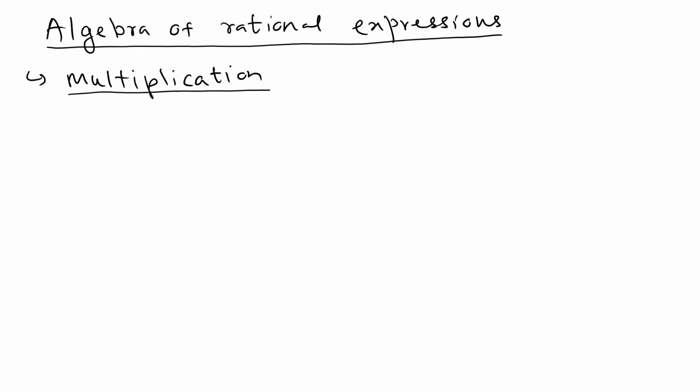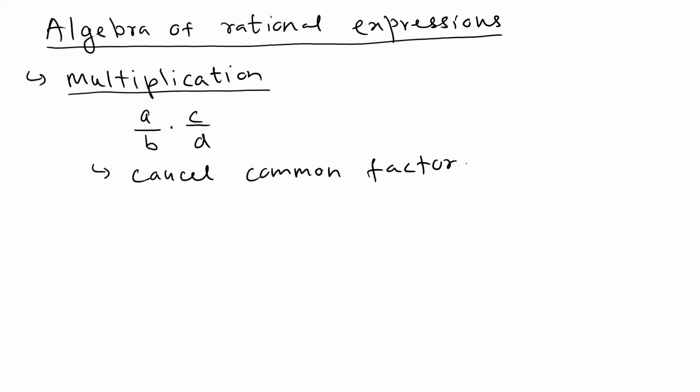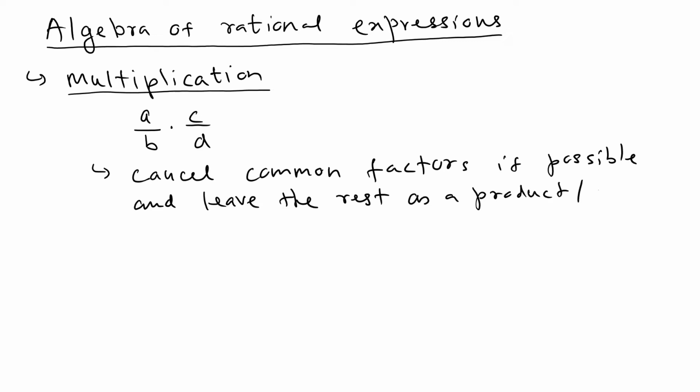That means when you have a over b times c over d, what we can do is cancel the common factors if possible and leave the rest as a product or quotient, depending on what we have. So we're going to cancel common factors and leave the rest as a product or quotient.